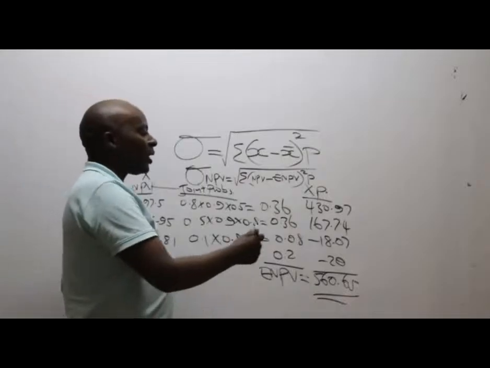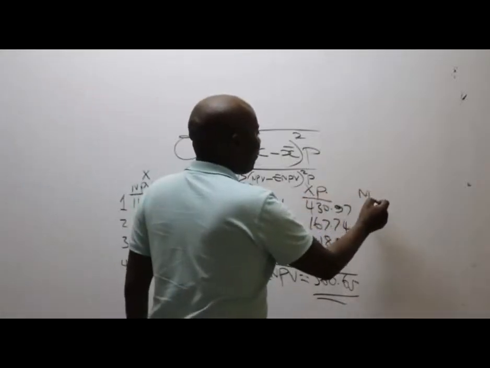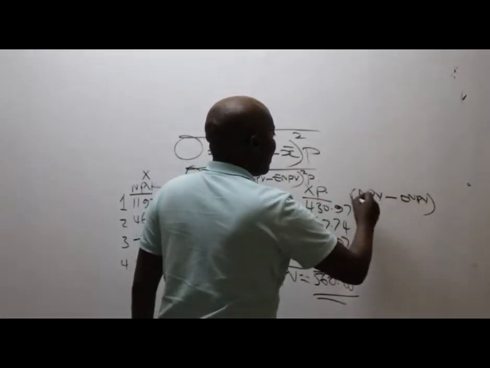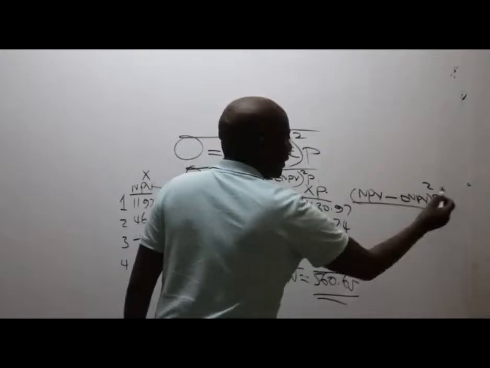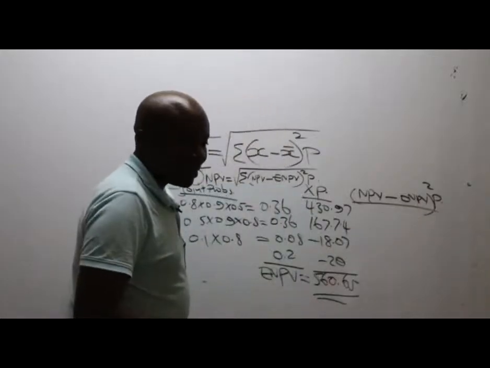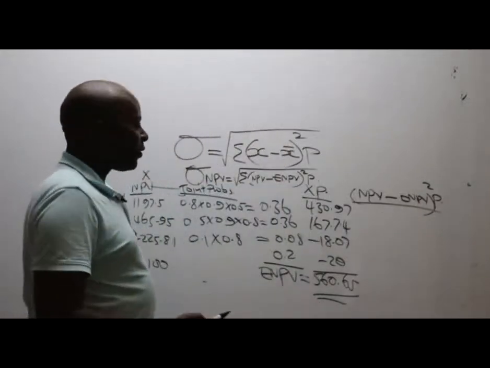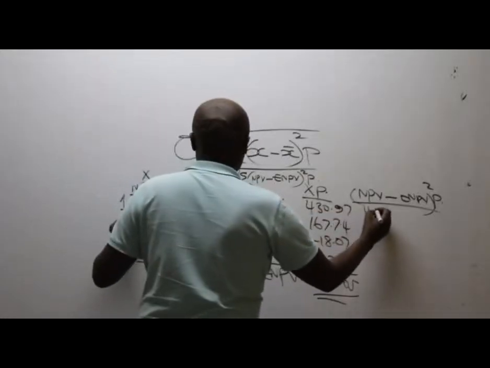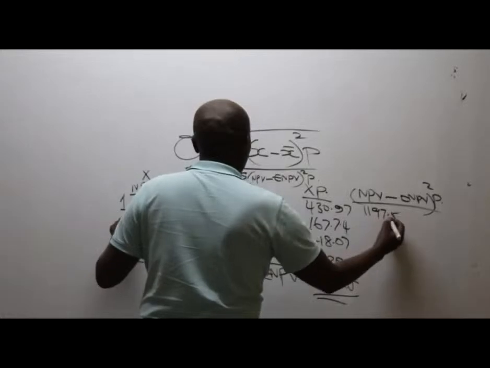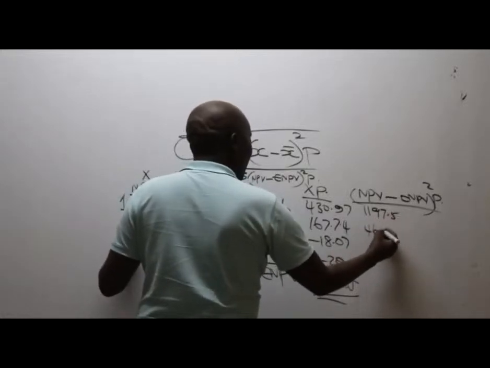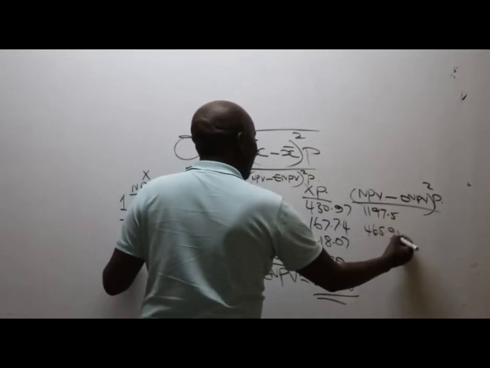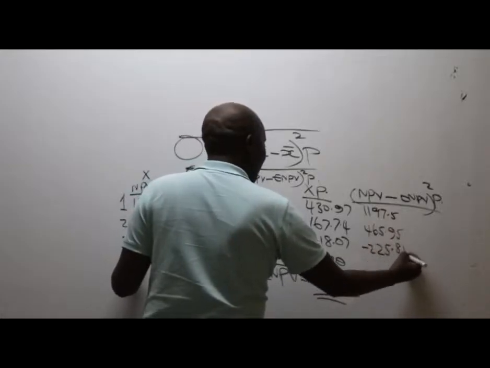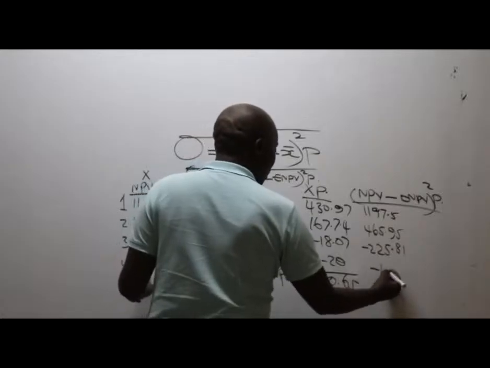So then create a column here of NPV minus expected NPV squared times probability. Create a column like that. We start with the NPVs. They are here. I'm simply copying them down. These NPVs are here: 1197.5, 465.95, minus 225.81, and minus 100.